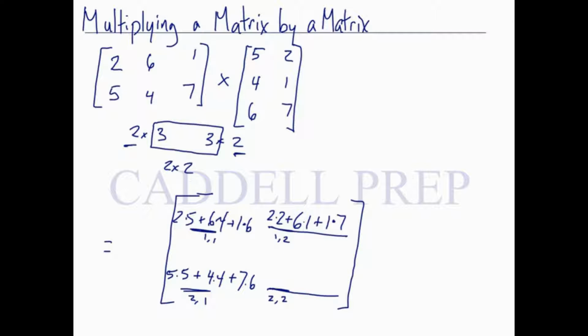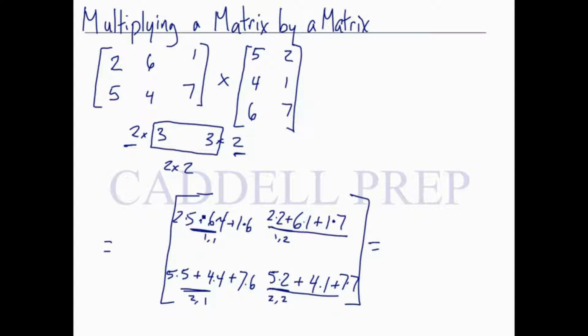Now do the same for this. So this is the second row, second column element. So we're going to multiply the second row of this by the second column of this one. So we're going to have first element, 5 times 2, plus 4 times 1, plus 7 times 7. Even more space. Now we just have to do some arithmetic.